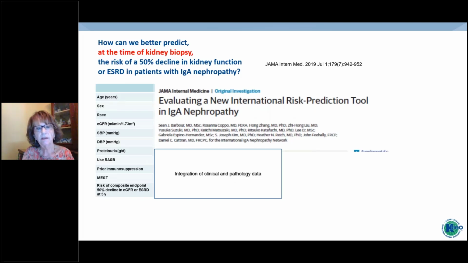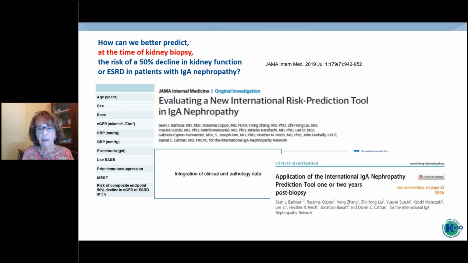And to answer this question, the International IgA Nephropathy Network assessed this risk prediction tool of IgA nephropathy, which can predict at the time of renal biopsy the risk of 50% decline in kidney function or end-stage kidney disease. This is based on the integration of clinical and pathology data, and the calculator is available on the web. More recently, this month, indeed in July, the same group has published the update of this prediction tool for patients needing the prediction of risk 1 or 2 years after renal biopsy.